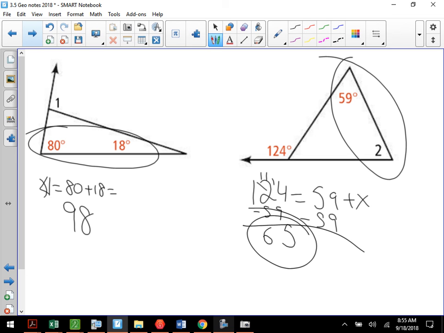Outside angle equals the sum of the two it doesn't touch. That's all it is. Write that down. Outside angle equals the sum of the two it doesn't touch. Yes, ma'am.